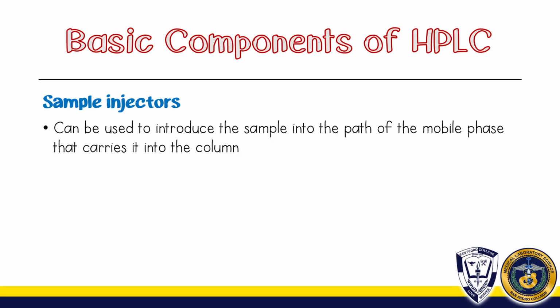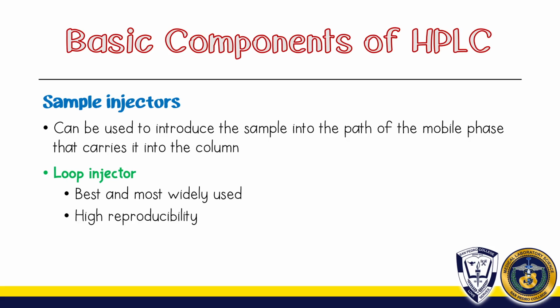It can be used to introduce the sample into the path of the mobile phase that carries it into the column. And an example of your sample injector is your loop injector, which is the best and most widely used type of sample injector. Why? Because it has high reproducibility and it can be used at high pressures. Now, I have a video here to show what your loop injector looks like. Expect that it has no sound. So just try to observe and read the captions, then try to appreciate also how your loop injector works.